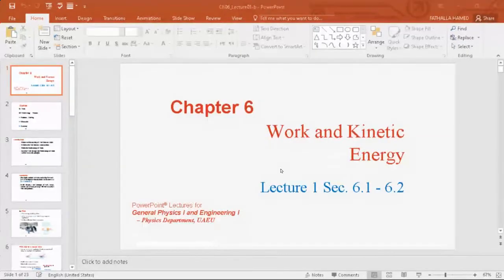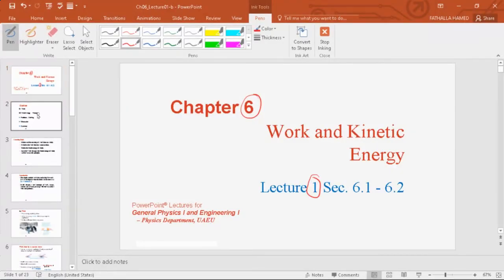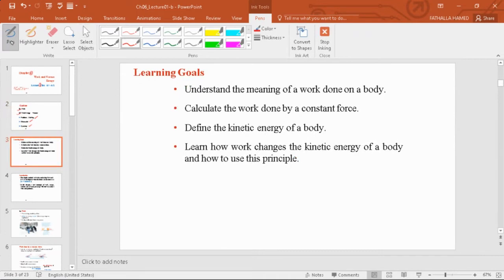All right. Today we're going to start the first lecture of chapter number 6. And the outline for today's lecture, we'll talk about the work-energy theorem, and then we'll solve the problems, carry on discussions, and we will end up with a summary or concluding remarks.